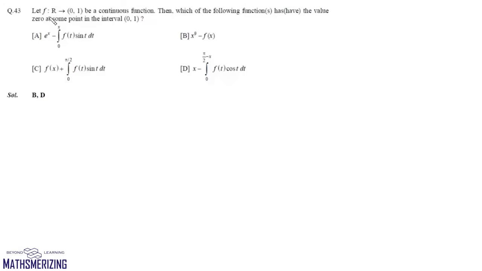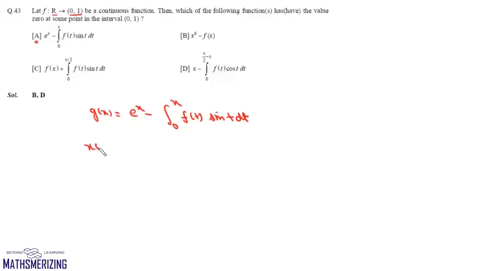Now here the question is, let f be a function defined on R to [0,1], a continuous function, then which of the following functions have or has the value 0 at some point in the interval (0,1). Now if we look at the function in this option A, e to the power x minus the integral from 0 to x f(t) sin t dt.